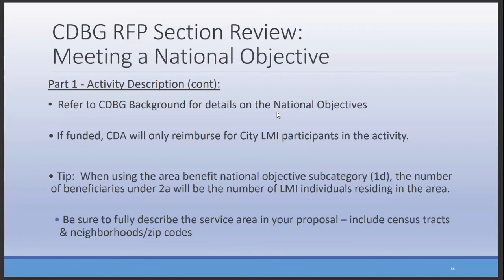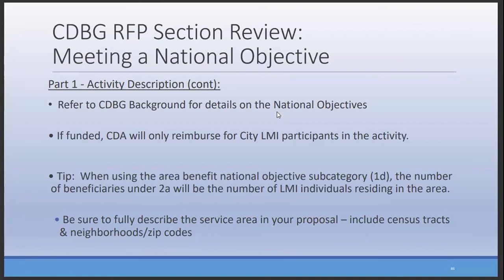Here's a tip if your activity is meeting an area benefit national objective. The number of beneficiaries is the number of low and moderate income individuals residing in the area. Another tip is to fully describe the service area in your proposal. If funded, be aware that CDA has to report to HUD service areas based on census tracts. However, the general public and the contracts generated with CDA usually describe the service area in terms of neighborhoods or zip codes. So unless your service area is citywide, descriptions of your service area should include both the census tracts as well as the neighborhoods or zip codes it incorporates.